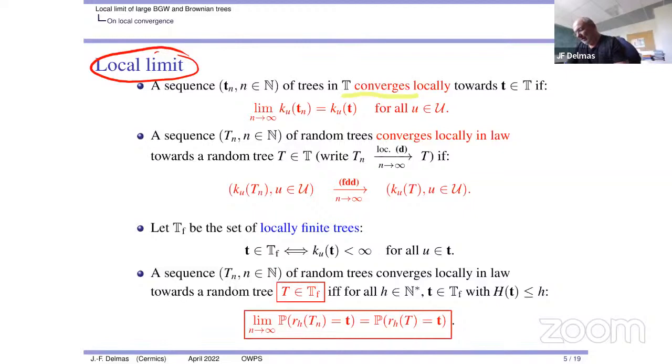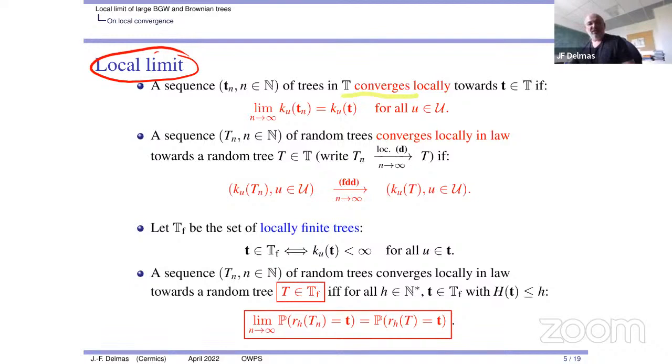We will be interested in the locally finite trees, which are trees for which all the vertices have finite degree. And in this case, it is very easy to characterize the local convergence of random trees, provided that the limit is locally finite. In this case, for the local convergence in distribution, if the limit is locally finite, you just have to look at the truncated random trees, and you assume that they are going to converge. So this is a discrete random variable, and to converge in distribution, it's enough that the probability for them to be equal to t is going to converge. So it's very easy to check the local convergence for random trees.